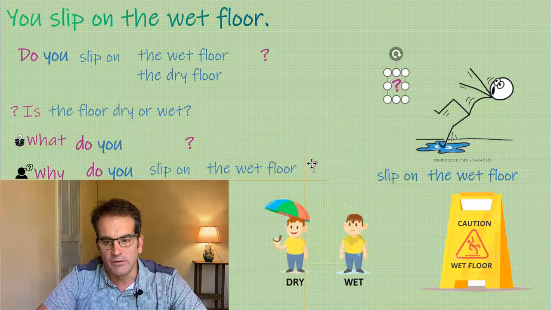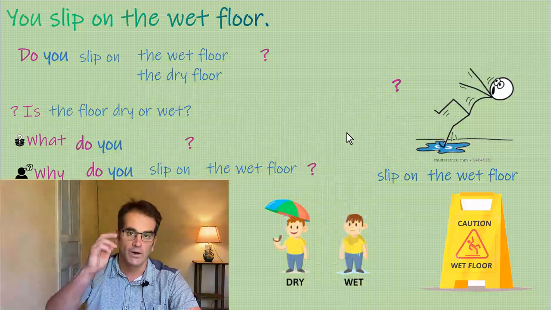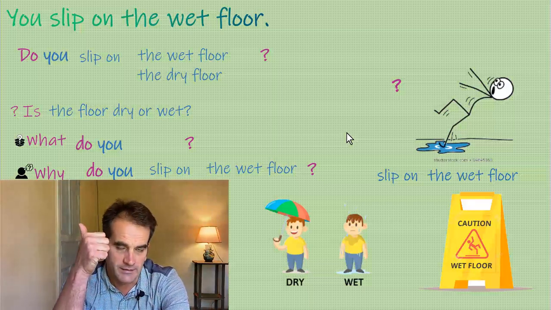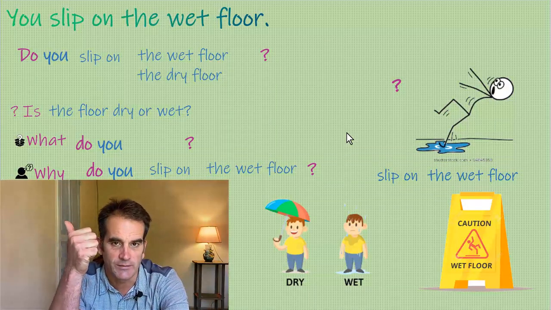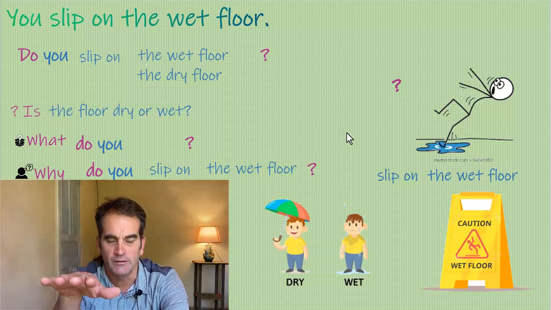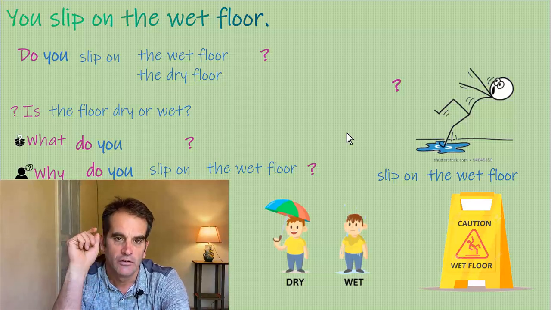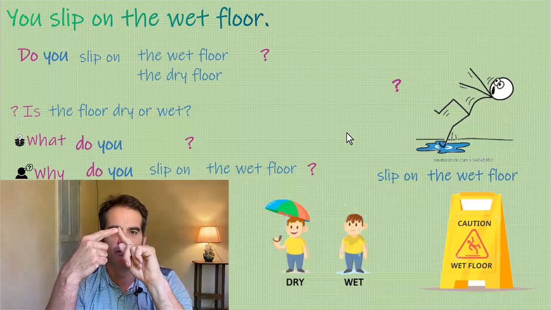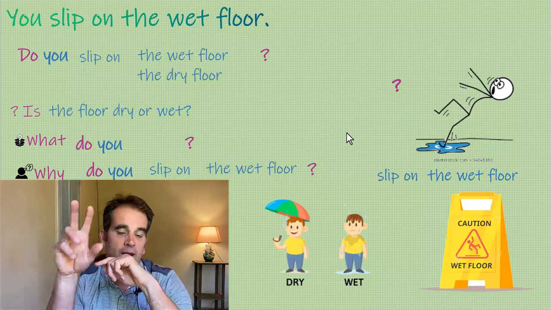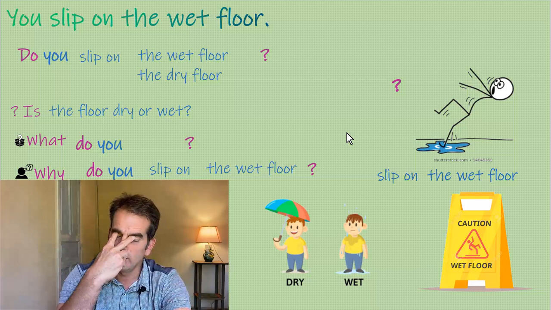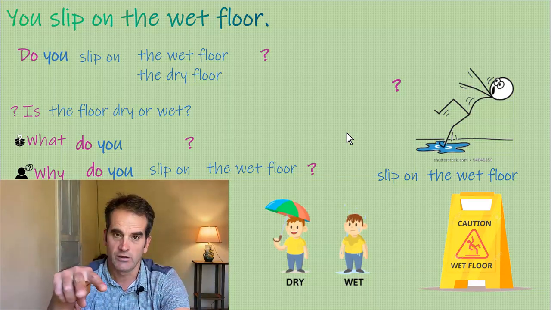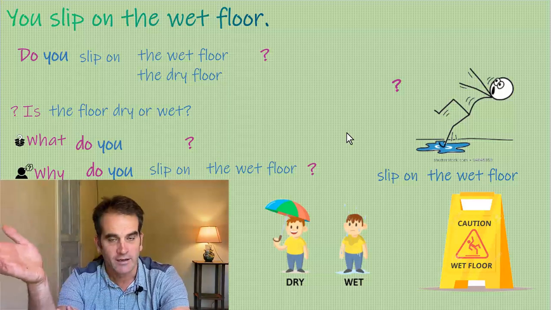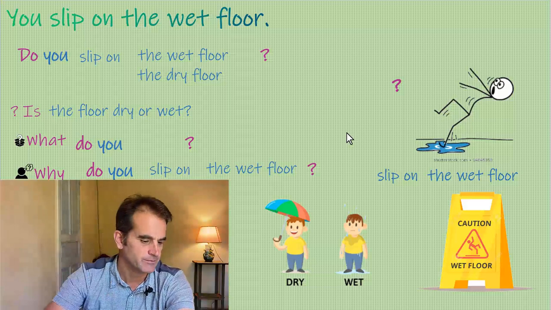Well, why do you slip on the wet floor? Well, there are many reasons. One, it's 6 o'clock in the morning and you are a zombie. Two, because you are not thinking. You have pricked your finger and you are bleeding. And three, because you are not looking. And four, because the floor is wet. And so you slip on the wet floor.